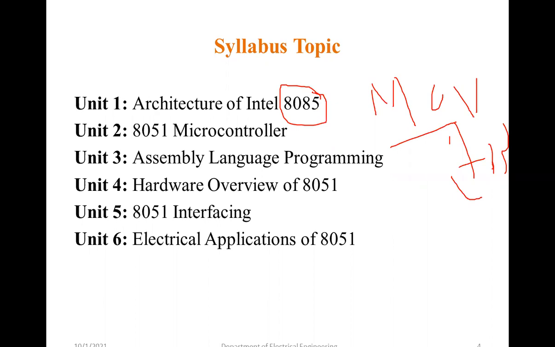After you complete the architecture of the 8085, you discuss the different addressing modes of the 8085. Then after addressing modes, we discuss the pin diagram of the 8085. After the pin diagram, we discuss the different instructions of the 8085. Then after instructions, we discuss small programs, simple programs such as addition of two numbers and subtraction of two numbers. So this is the architecture and first part of the 8085.